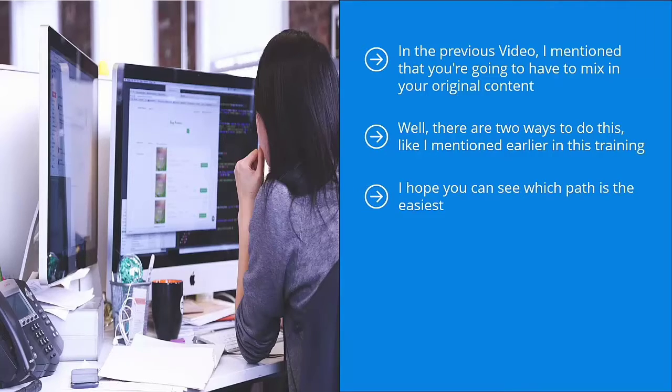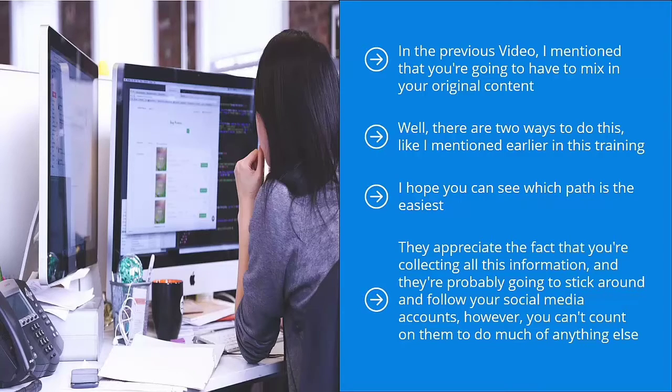I hope you can see which path is the easiest. It should be obvious. If you are sending the very best content in your niche, your original content must be at the same level or better. Otherwise, your followers are not going to take the bait. They're not going to trust your brand. They appreciate the fact that you're collecting all this information, and they're probably going to stick around and follow your social media accounts. However, you can't count on them to do much of anything else.